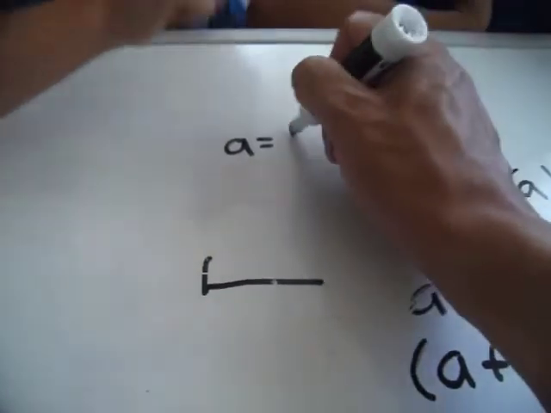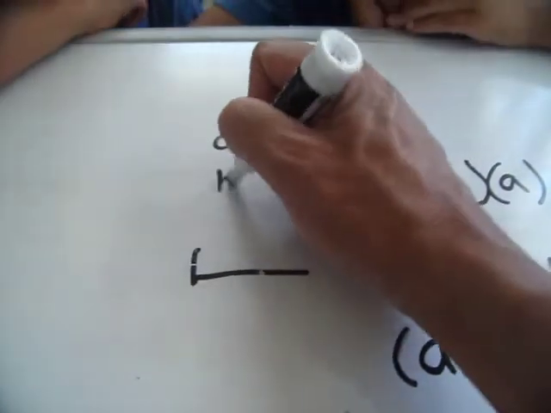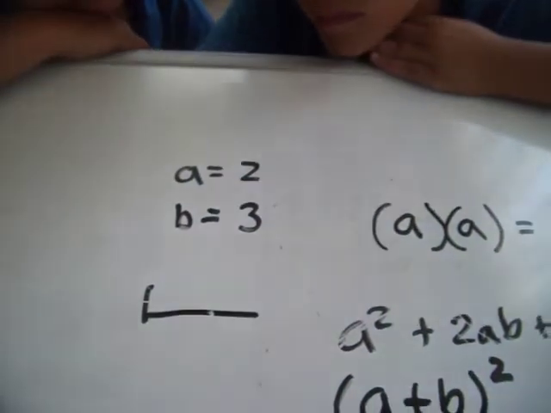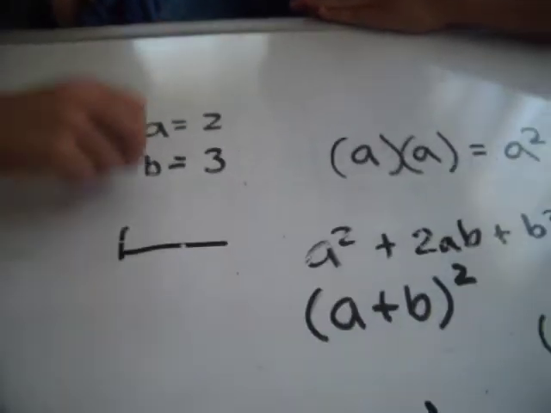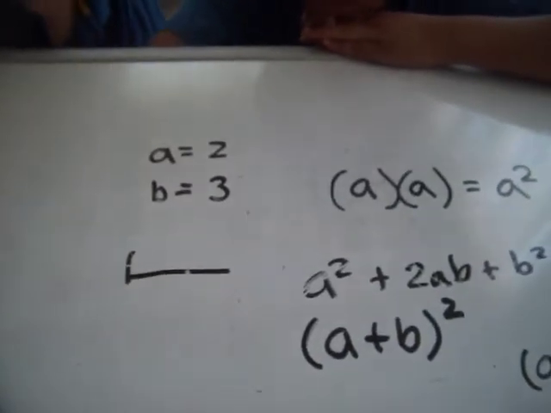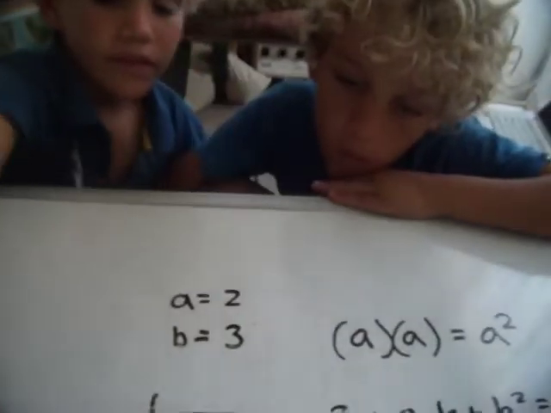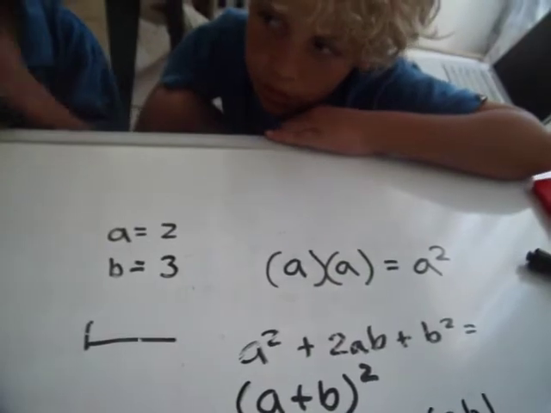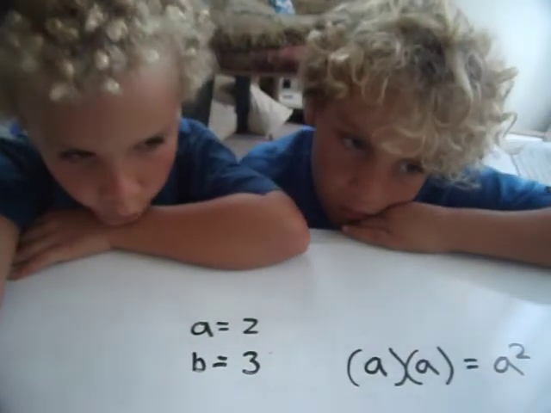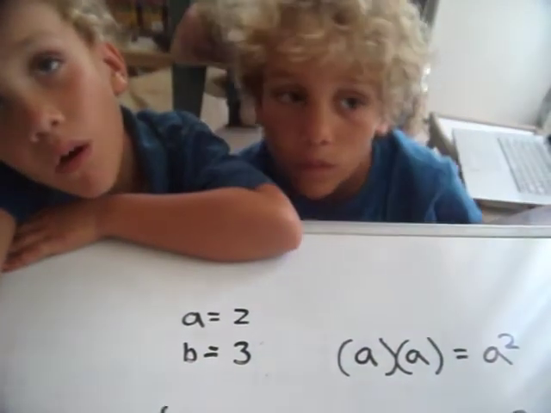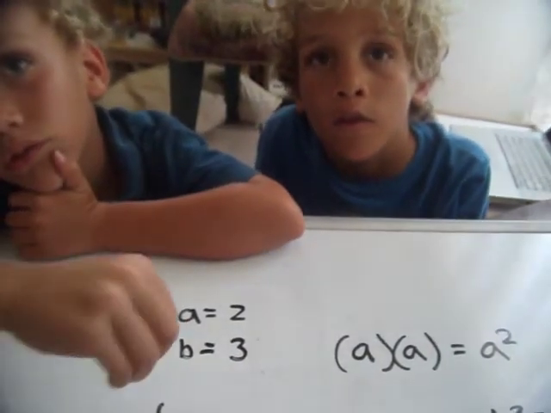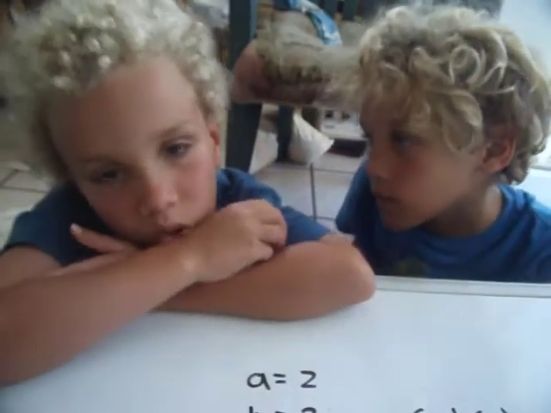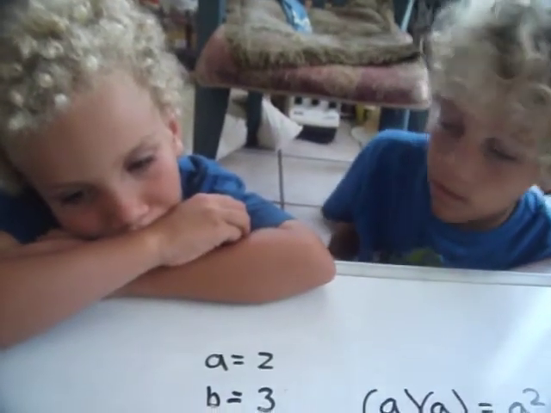What if I told you that A was the same thing as 2 and B was the same thing as 3? Then what? Well, now I'm going to build this. What would my A squared be, if the A is 2? What's 2 squared? 4. Just 4. What's hard about that?